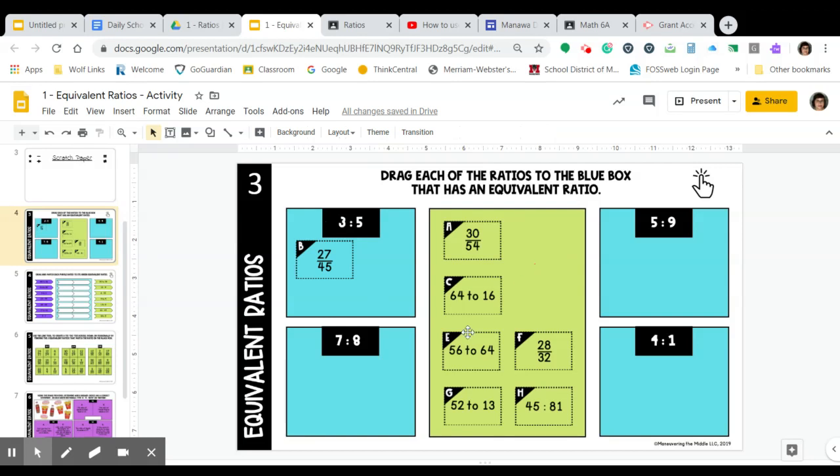So then we can move on to 7 to 8. And if you look, we can look and see. We know that 8 can't go into 13. So we know that one's out. Can 8 go into 81? No. Can 8 go into 16? Yes. 8 can go into 16 2 times. But does 7 go into 64 2 times? And that is a no. So then we can look at 8. Can it go into 64?